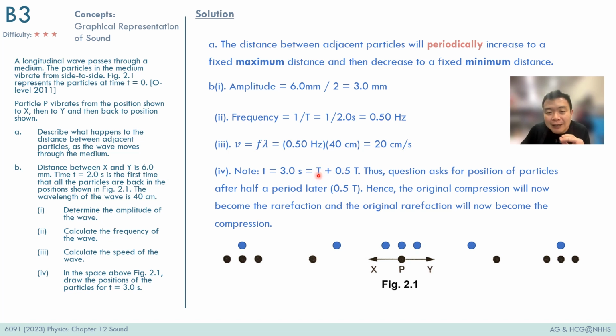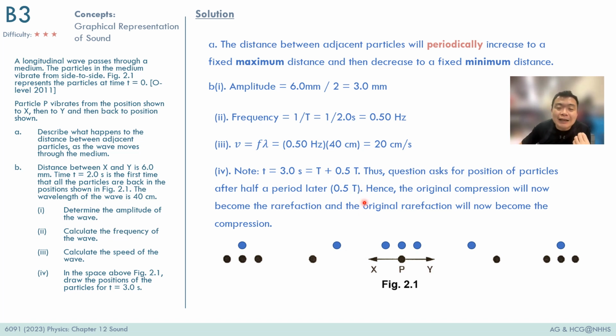So we know that for every period, when 2 seconds pass, all the particles will be found back at the same position as before. So essentially, when I'm asking you to draw the particles at 3 seconds, I'm actually just asking you to draw the particles at half a cycle. There is half a period later. Because from 0 to 2 seconds, the particles will be found back in this black color dots position. So what happens in the next 1 second? So half a period later, 1 second later, where are the particles?